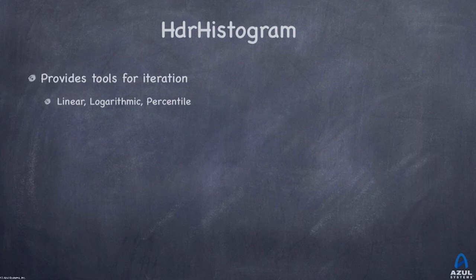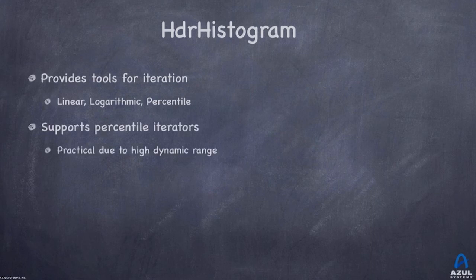It has all kinds of nice iteration tools. You can take a histogram you've recorded all kinds of results into and then iterate through it linearly, logarithmically, or by percentiles. And there are Java iterators to walk through all those. So you can choose how you want to walk through it. You want a linear histogram, it is a linear histogram. You want a logarithmic histogram, it's that too. And it has the fidelity to do percentiles well.